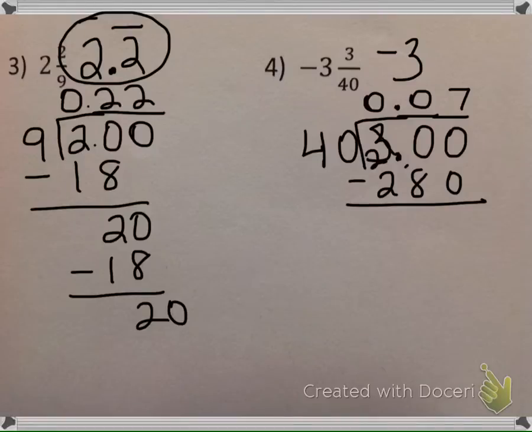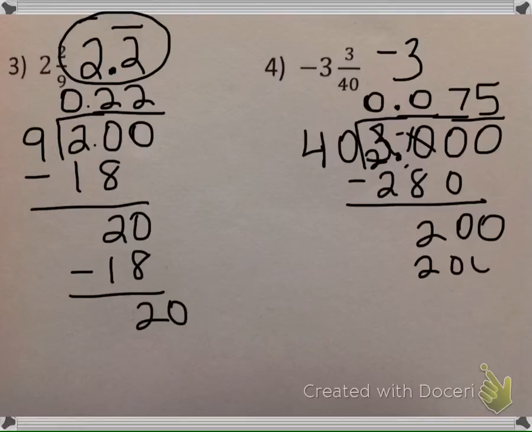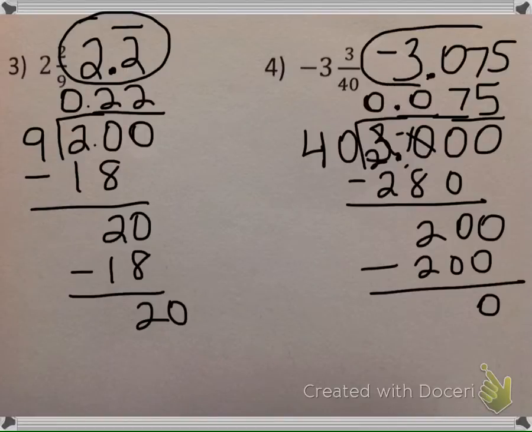And here we're going to subtract. Oops, that's right. We got 2. Okay. And 200 divided by 40. That should go in evenly 5 times, and that would be a 200. So my answer here is negative 3.075, and that's a terminating decimal.